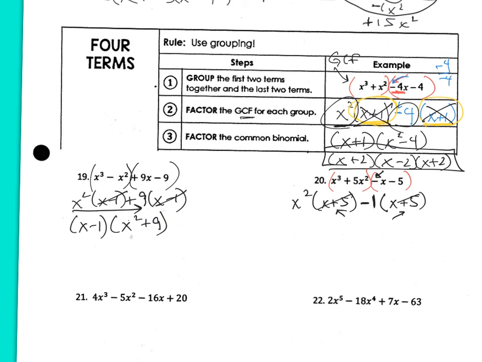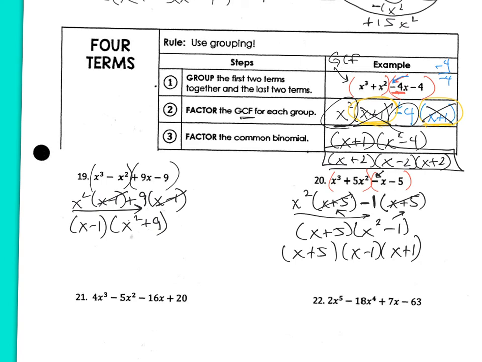Now again, the x plus 5's match, so we write that once. And then you go in order from left to right, and in the second group, it's x squared minus 1. That's why the sign matters, because the sign goes in there. And, of course, x squared minus 1 is the difference of two squares, x minus 1, x plus 1.